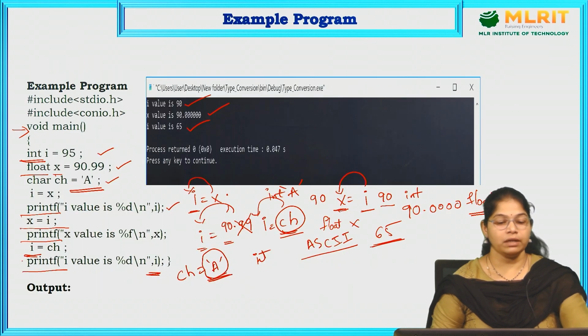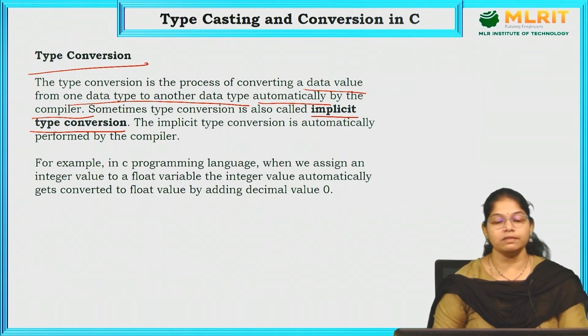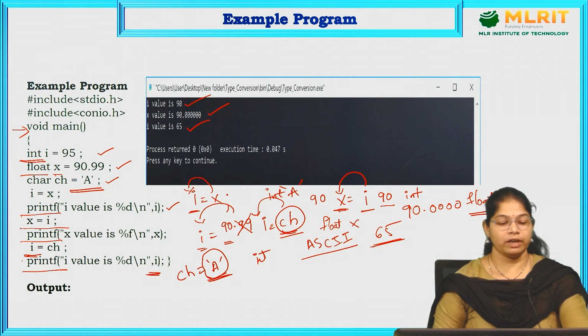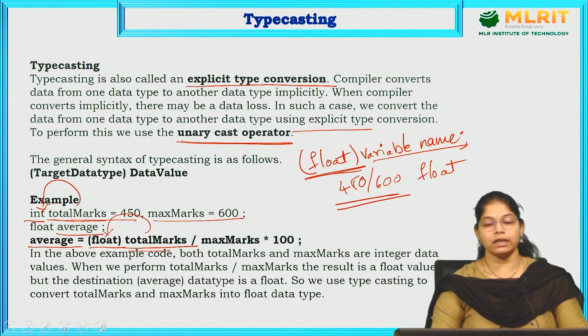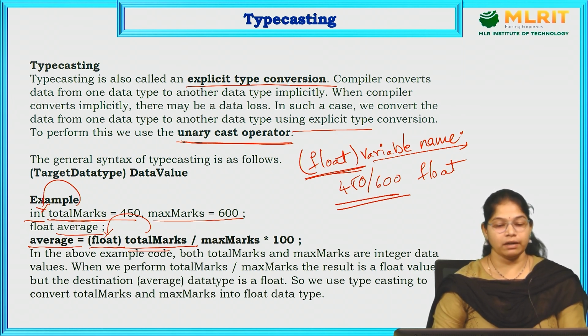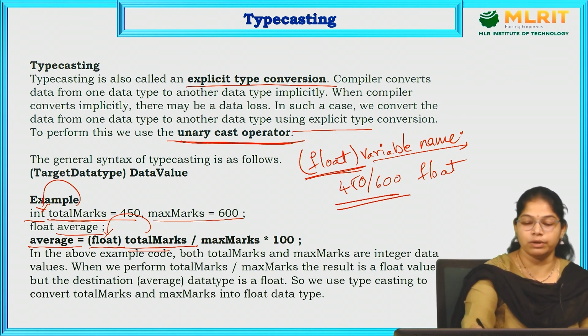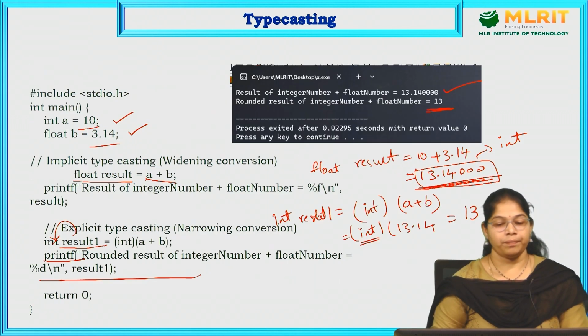So type conversion means the compiler converts automatically from one data type to another data type without any intervention of the programmer. Here we have seen an example. Then what is typecasting? The programmer explicitly converts data from one data type to another data type using a unary cast operator. Here we have seen another example.